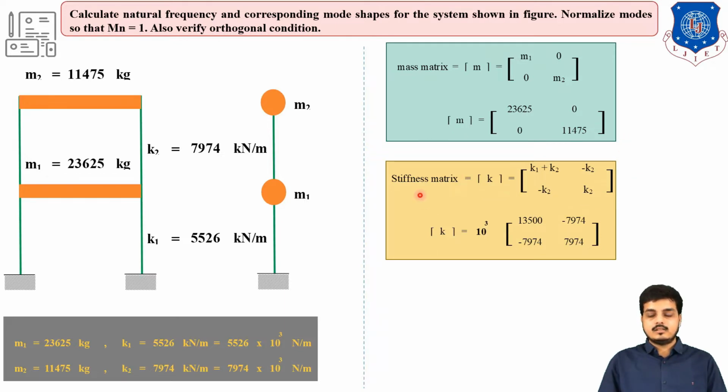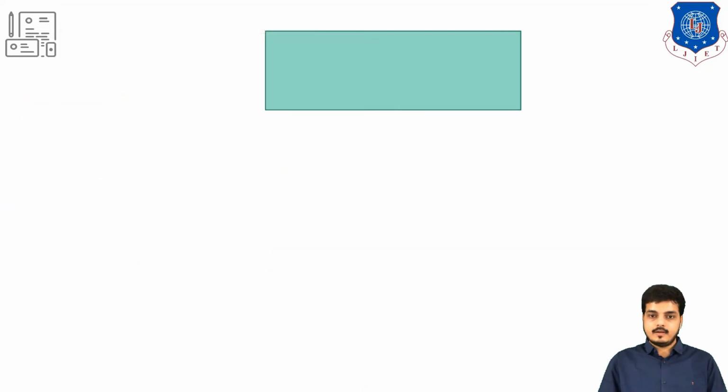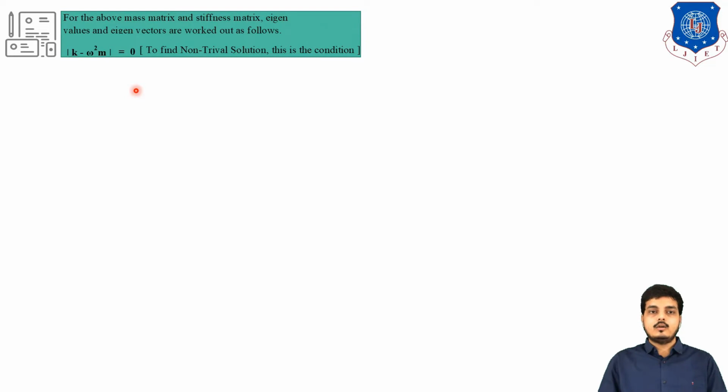Right now you just remember this stiffness matrix: K equals K1 plus K2, here it is minus K2 and minus K2, and here it will be K2. So just place their respective values. Here it is 5526 plus 7974, which is nothing but 13,500, and K2 is 7974. Here and here it will be negative, and here it will be positive as per our matrix. Now we have found the stiffness matrix and mass matrix. Now we will find the natural frequency.